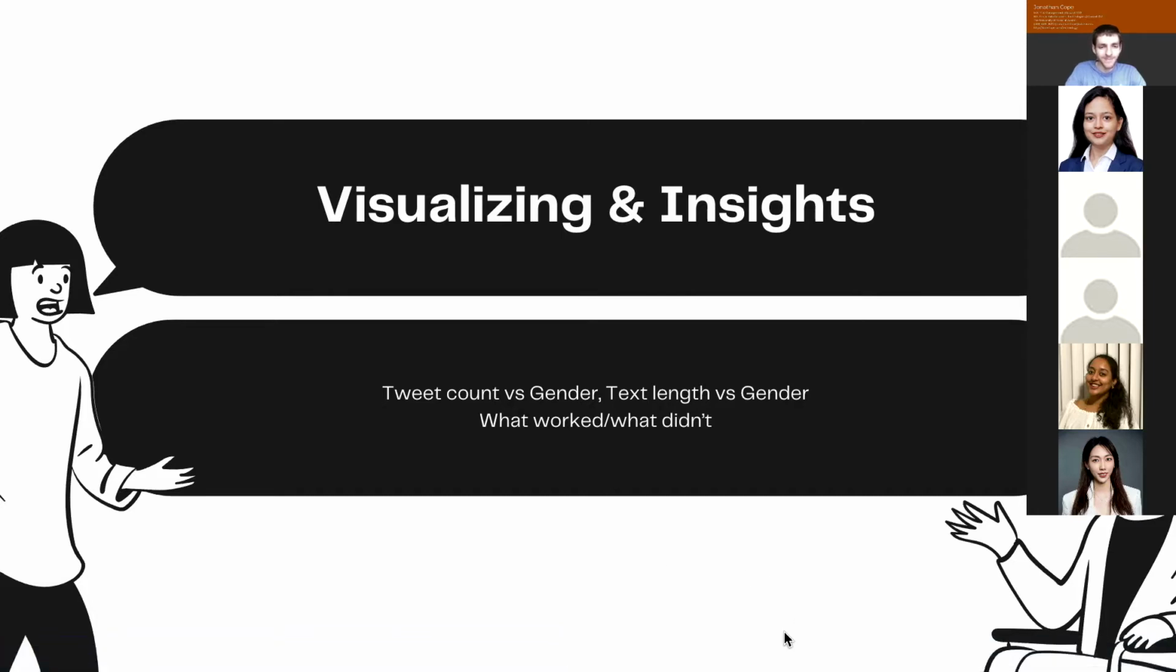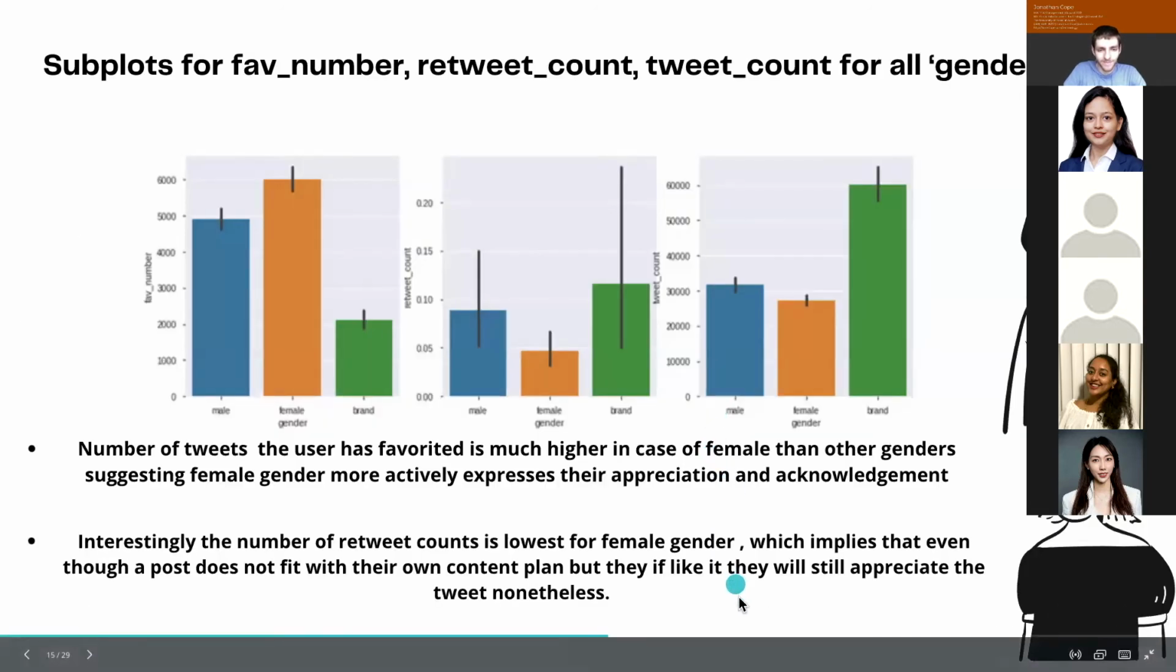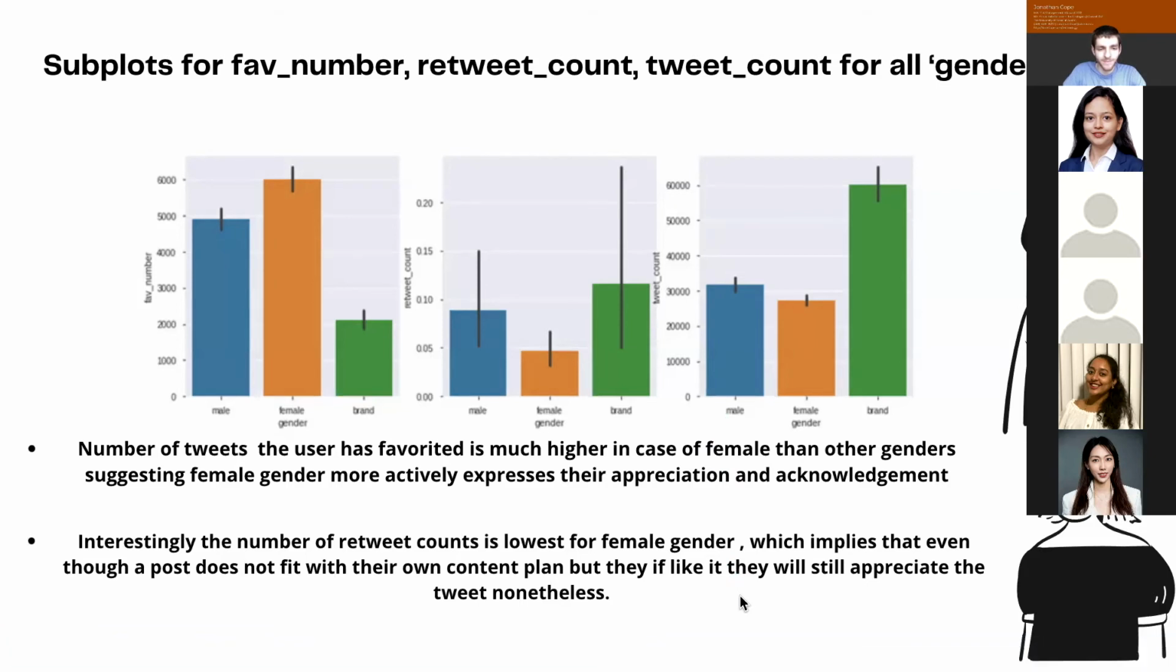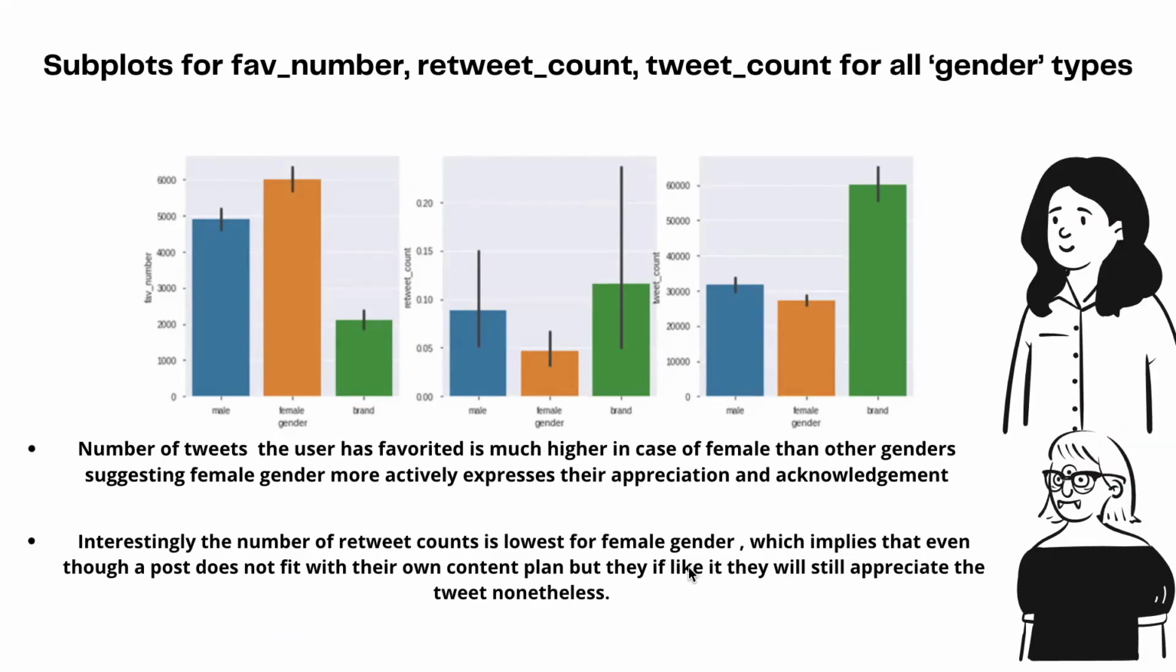So let's have a look at the visualizations and see what insights we can derive from those. Looking at the plots, between gender and the number of times they've created a tweet, in the case of female it's high, suggesting that they're more actively expressing their appreciation. Whereas the retweet count and tweet count is highest for brands and then males. Interestingly, the number of retweet counts is lowest for the female gender, which implies that even though the post does not fit the content, they still appreciate the tweet nonetheless.